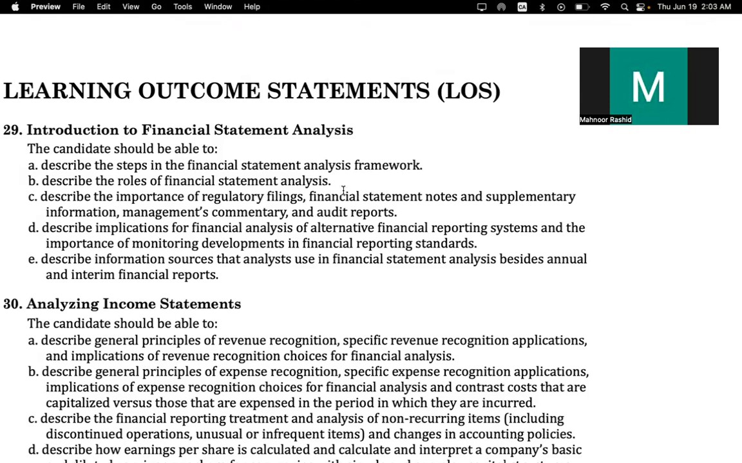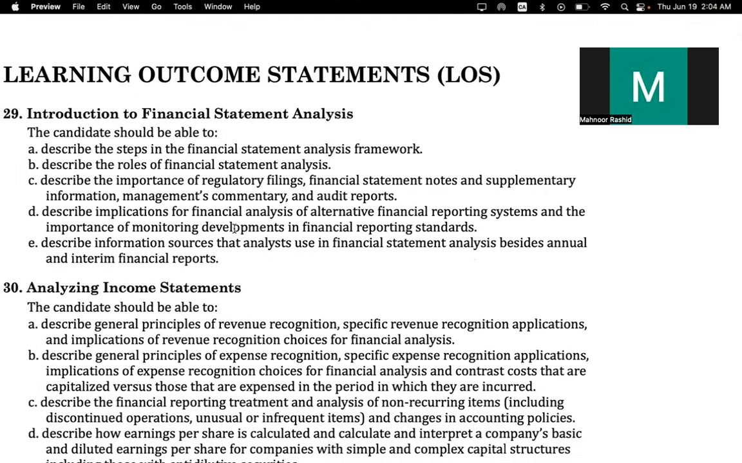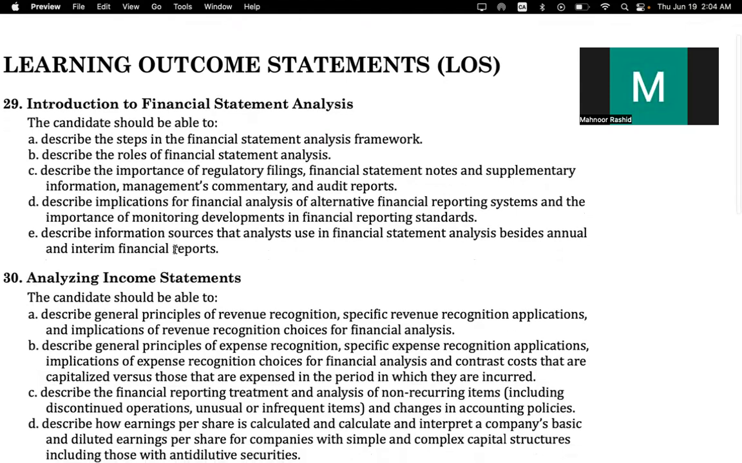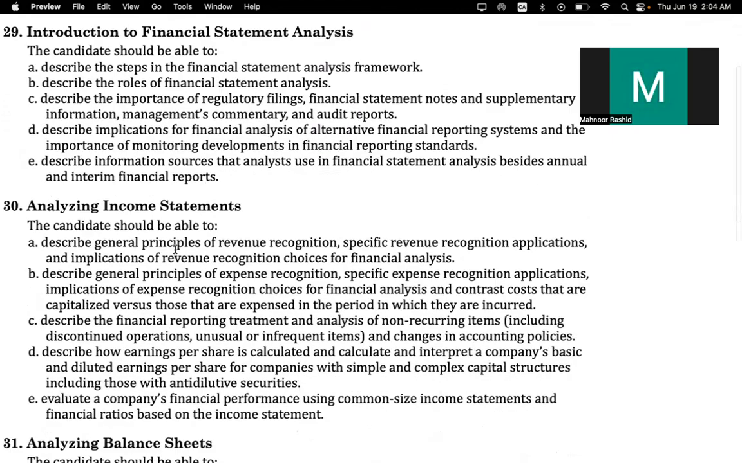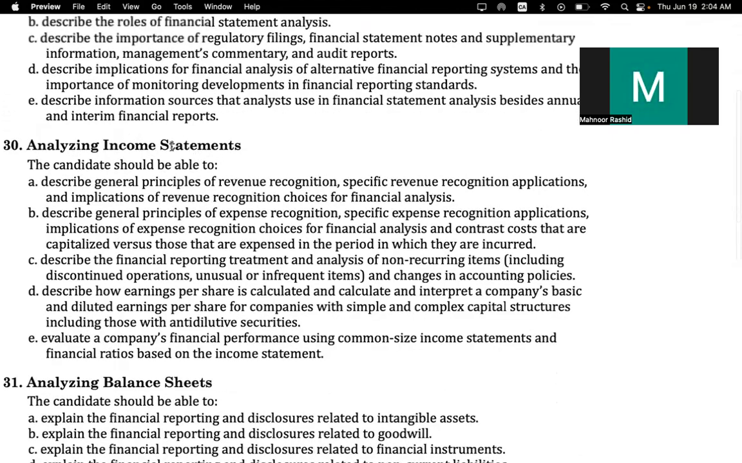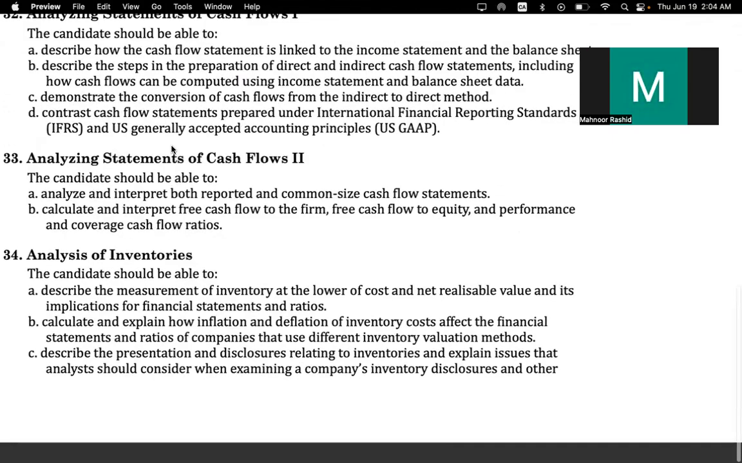Then describe the roles of financial statement analysis. C is describe the importance of regulatory filings, financial statement notes, and supplementary information, management's commentary, and audit reports. D is describe implications for financial analysis of alternative financial reporting systems and the importance of monitoring developments. And then E is describe information sources that analysts use in financial statement analysis, besides annual and interim financial reports. Right, so those would be all the forms that would be included. Now let's quickly get to the reading.